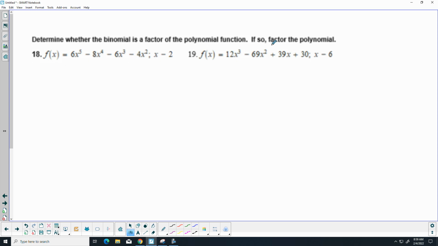Determine whether the factor, if so, factor. Okay, so this one they're going to want you to take a little bit further. Tell you what, on this one, actually, there's two ways I was going to approach it. I could pull out a GCF first, but I'm just going to put a couple placeholders in. So 2 in the box. 6, negative 8, negative 6, negative 4.